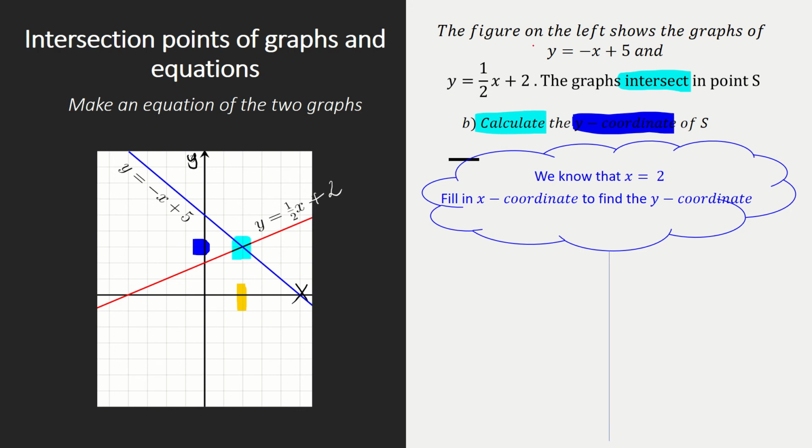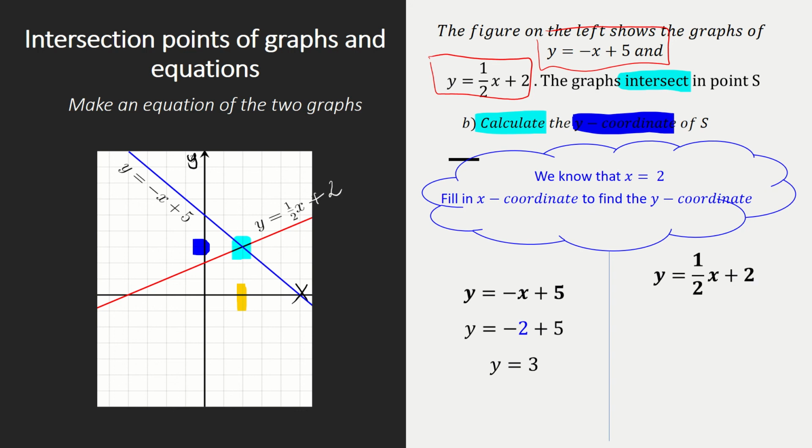As you can see, we have two formulas. We have two graphs. We need to fill in the x-coordinate, but for which formula? Let's have a look if that matters. We have y equals minus x plus 5. If we fill in 2, we get y equals minus 2 plus 5, so y equals 3. Let's have a look if we get a different answer when we choose y equals a half x plus 2. If we fill in 2, we get y equals a half times 2 plus 2, which is y equals 1 plus 2, which is 3 as well.